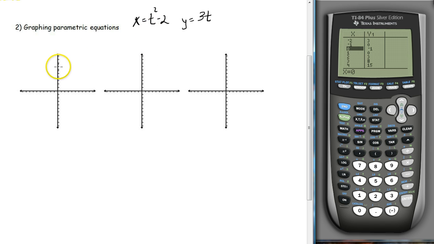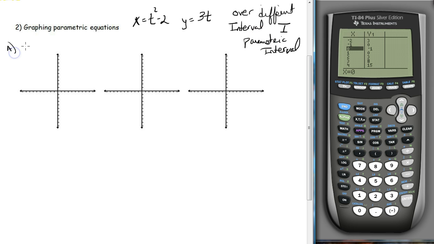And now I want to graph these over a certain interval. So now we have something different. We have an interval. So we're going to graph over different intervals. And let's see what happens. And this interval we call I. That's how our text defines it, I. And it's called the parametric interval. So for example, let's do the first one. Call this A. I want to graph it for -3 less than or equal to t less than or equal to 1.